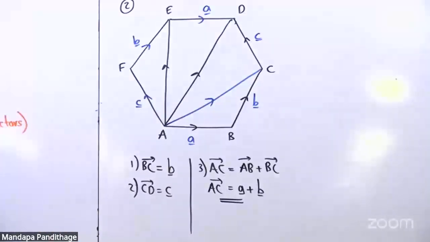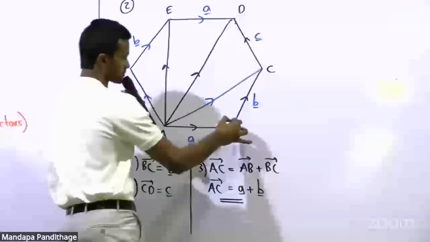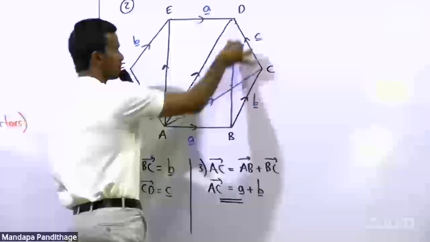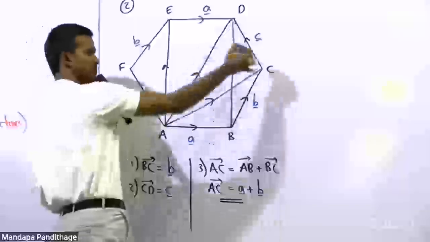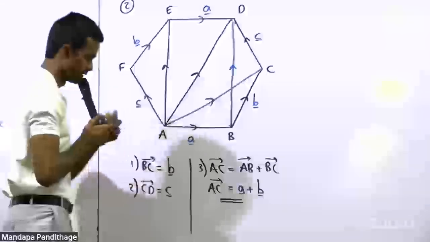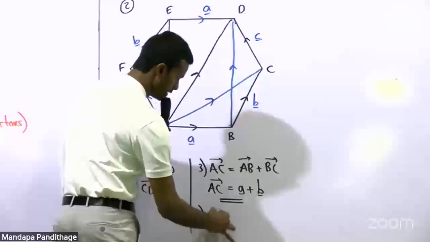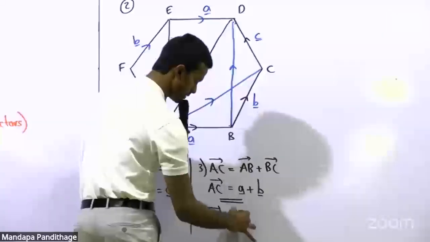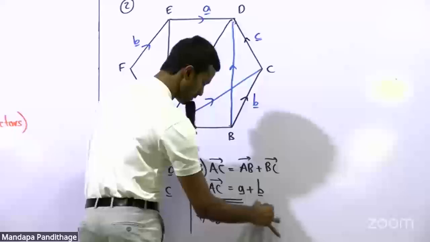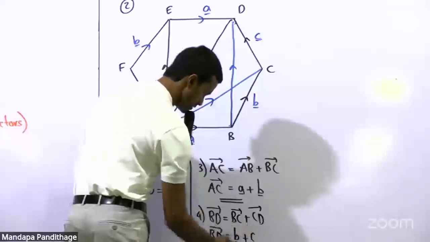Question number 4 is find BD. You start from B and you go to D. You can either take this path or this path, but take the easiest path. From B to D, it's BC plus CD, where BC is B plus this is C.